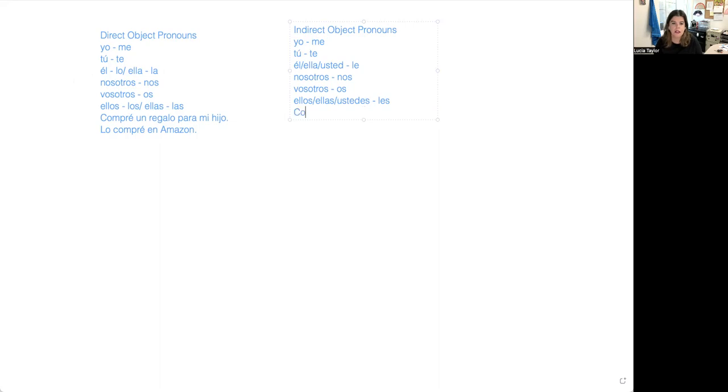Okay, so using the same example that we had for the direct object, the indirect object is the part of the sentence that benefits from the action. Okay, so who is getting a benefit out of this? I bought a present for mi hijo. So this is the indirect object. If I continue the conversation, lo compré en Amazon, le gustó mucho, right?